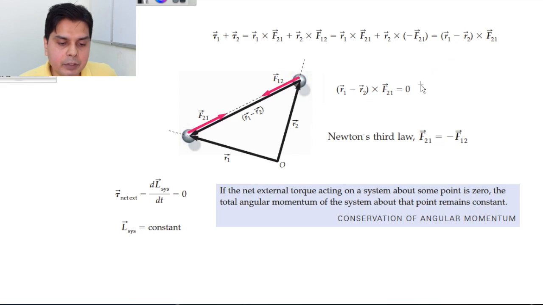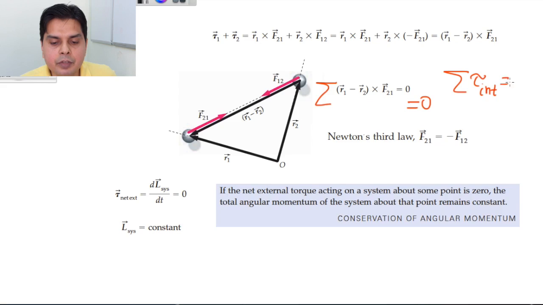Now you see what I have assumed: this internal force F21 acts along the direction of R1 minus R2. If these two vectors are in the same direction, that is parallel or anti-parallel, their cross product will be 0. So when you add similar pairs for different particles, the summation of zeros will be 0. So all the internal torque, that is the summation of internal torque, will be 0.